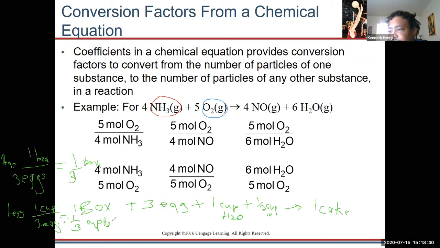And how much oil? If I have 1 egg, what is the ratio between eggs and oil? Half a cup. So we'll put a half up here. Three at the bottom. So it's what, 1/6 cup of oil. Because eggs are going to cancel out.